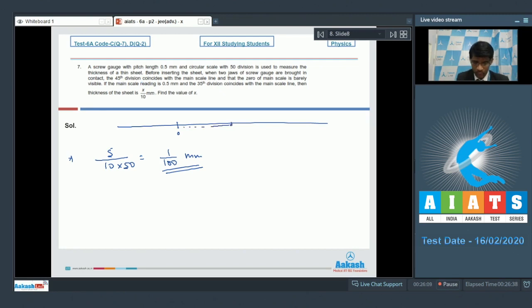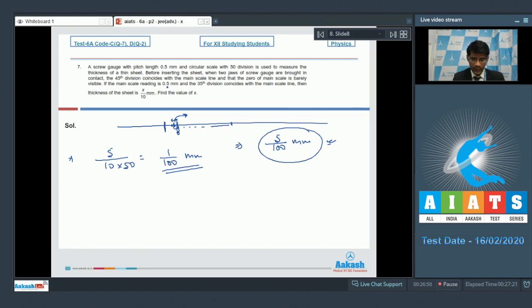Here 45th one coincides with the main scale. So this portion, if I would be taking here, this will be how much? It will be the 5 divisions. So actually the error here is in negative value. Or how much is the error? It is 5 divided by 100 mm. This is the zero error of the system with the negative value. We need to remember this part here. Now let's proceed with the further instruction.